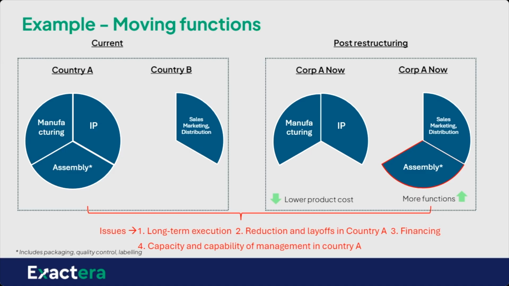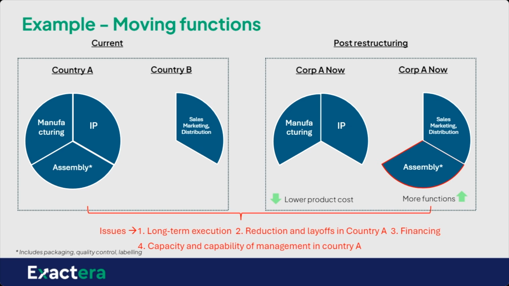Oh, thank you, Pablo. This is the one we're saying should have gone to this. So this is the one we're trying to show, an illustration. So let's say country A is manufacturing, they have the IP, they have assembly. Country B is just doing distribution. So what if you want to move that assembly piece into the other country? That means lower product cost from the original manufacturing entity, but more functions in the limited risk distribution entity, right?